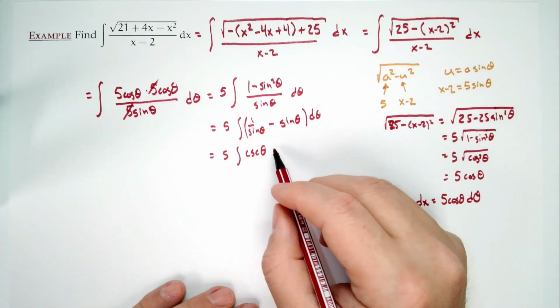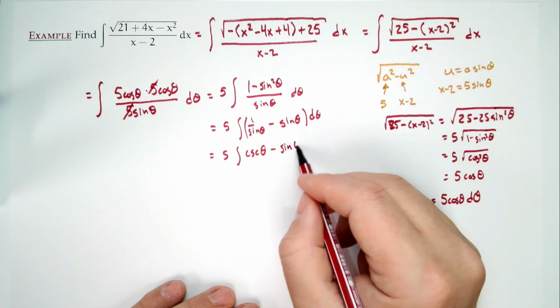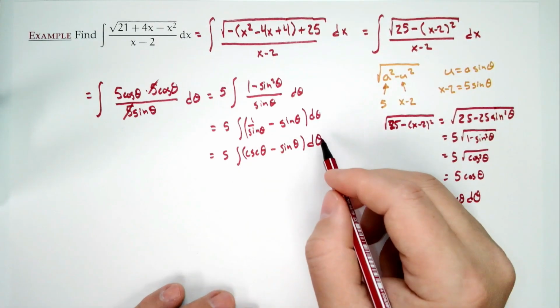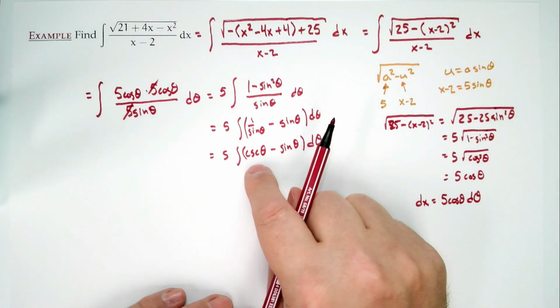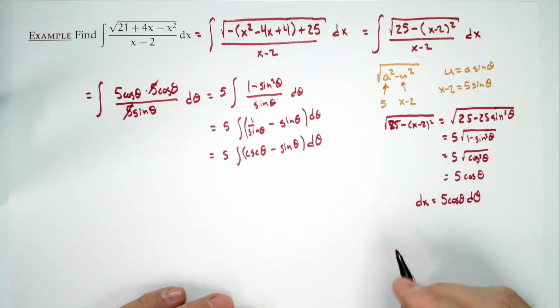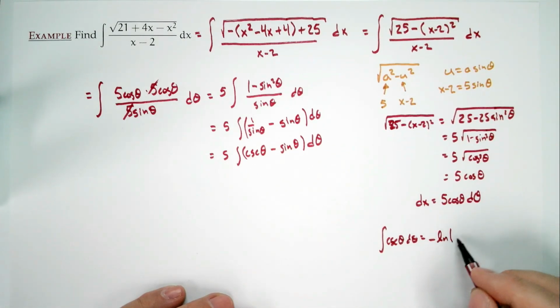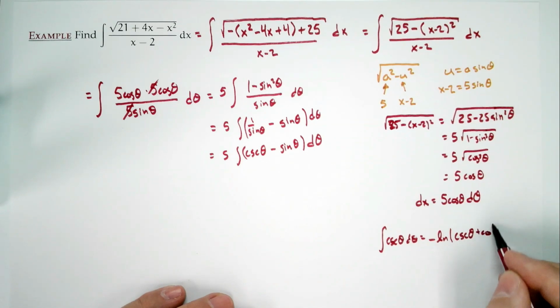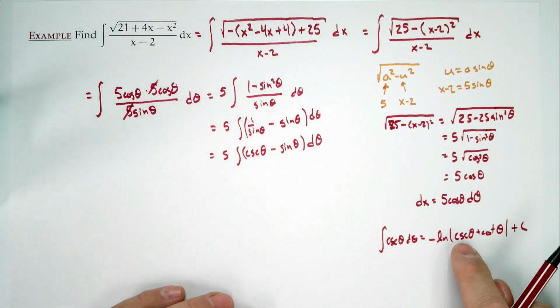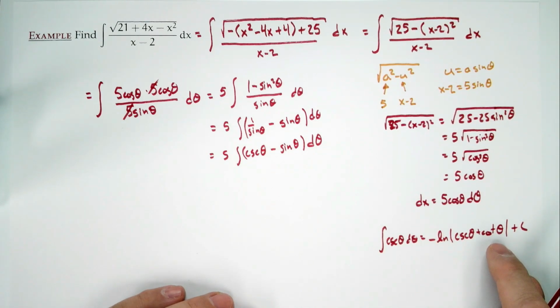Well, what's that? Well, we'll talk about that in a second. Minus sine. Now here's the thing. The question is, do we remember the antiderivative of cosecant? Well, we actually never talked about it. I'll make some notes to the side here. The integral of cosecant theta, d theta, is minus natural log of cosecant plus cotangent. Now, where does that come from? Well, the derivative of cosecant is minus cosecant cotangent. The derivative of cotangent is minus cosecant squared, and then you work it out.